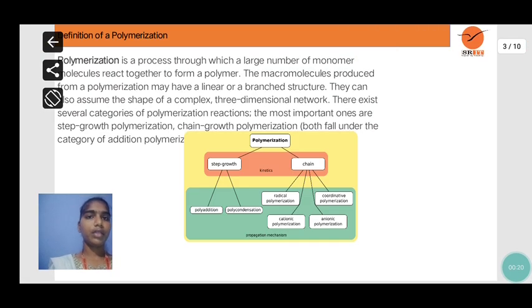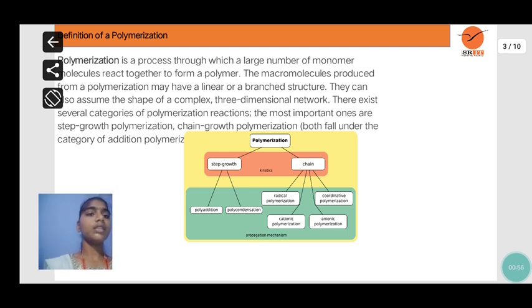Definition of polymerization. Polymerization is a process through which a large number of monomer molecules react together to form a polymer. The macromolecules produced from a polymerization may have a linear or branched structure. They can also assume the shape of a complex three-dimensional network. There exist several categories of polymerization reactions. The most important ones are step growth polymerization and chain growth polymerization. Both fall under the category of addition polymerization.